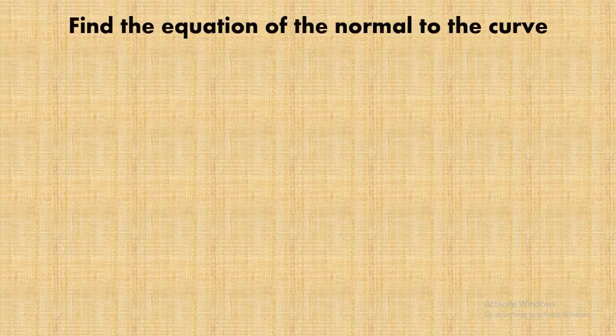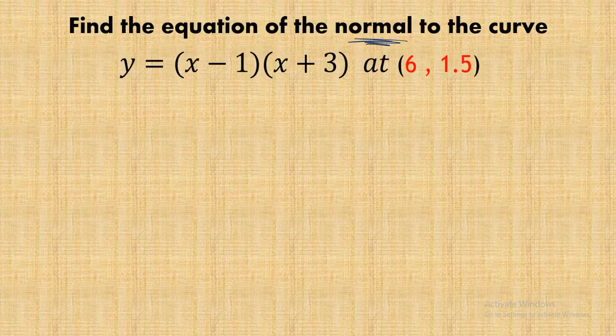The second question. Find the equation of normal. Here he asked to find normal to the curve y equals x minus 1 multiply x plus 3 at the point 6 and 1.5. It's the same point but another expression. Here tangent or normal, both are lines, so the equation of any one of them is equation of line, y equals mx plus c. The same, we have to find m and we have to find c. In this case we will use differentiation to find the value of m. We'll find the first derivative and substitute by the point.